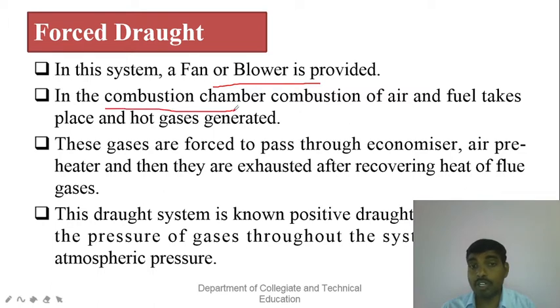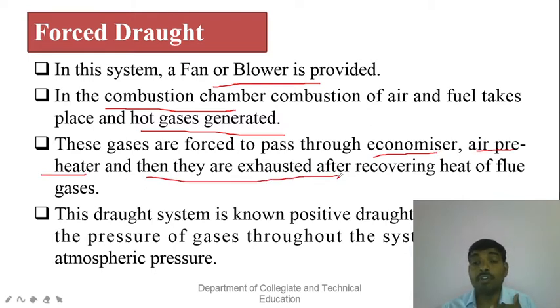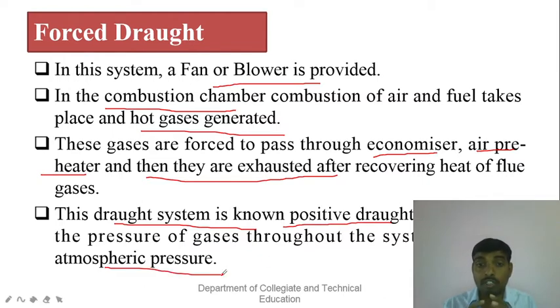In the combustion chamber, combustion of air and fuel takes place and hot gases are generated. So this is the concept. These gases are forced to pass through the economizer and air preheater, and then they are exhausted after recovering the heat of the flue gases, and it flows to the chimney. This draught system is known as positive draught system, since the pressure of the gases throughout the system is above atmospheric pressure.